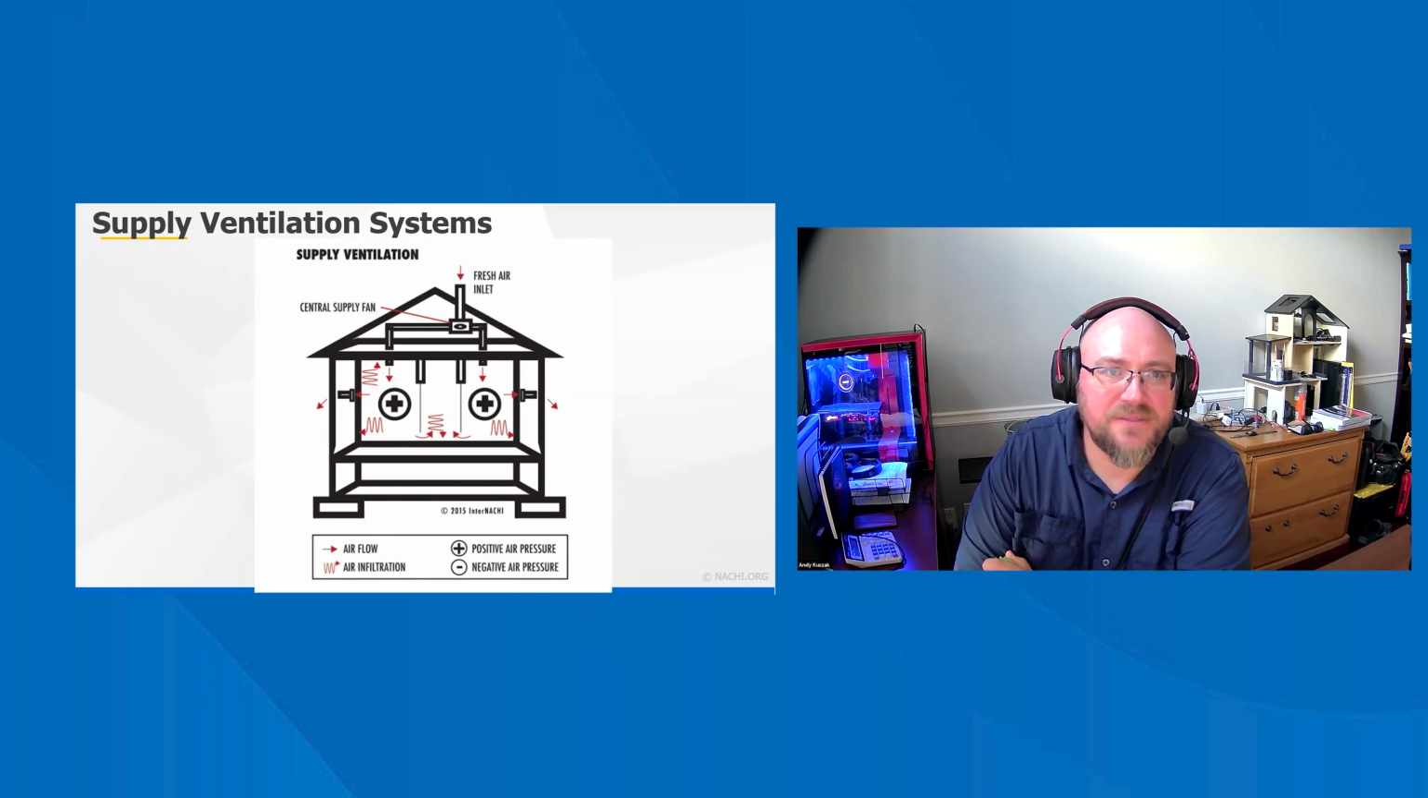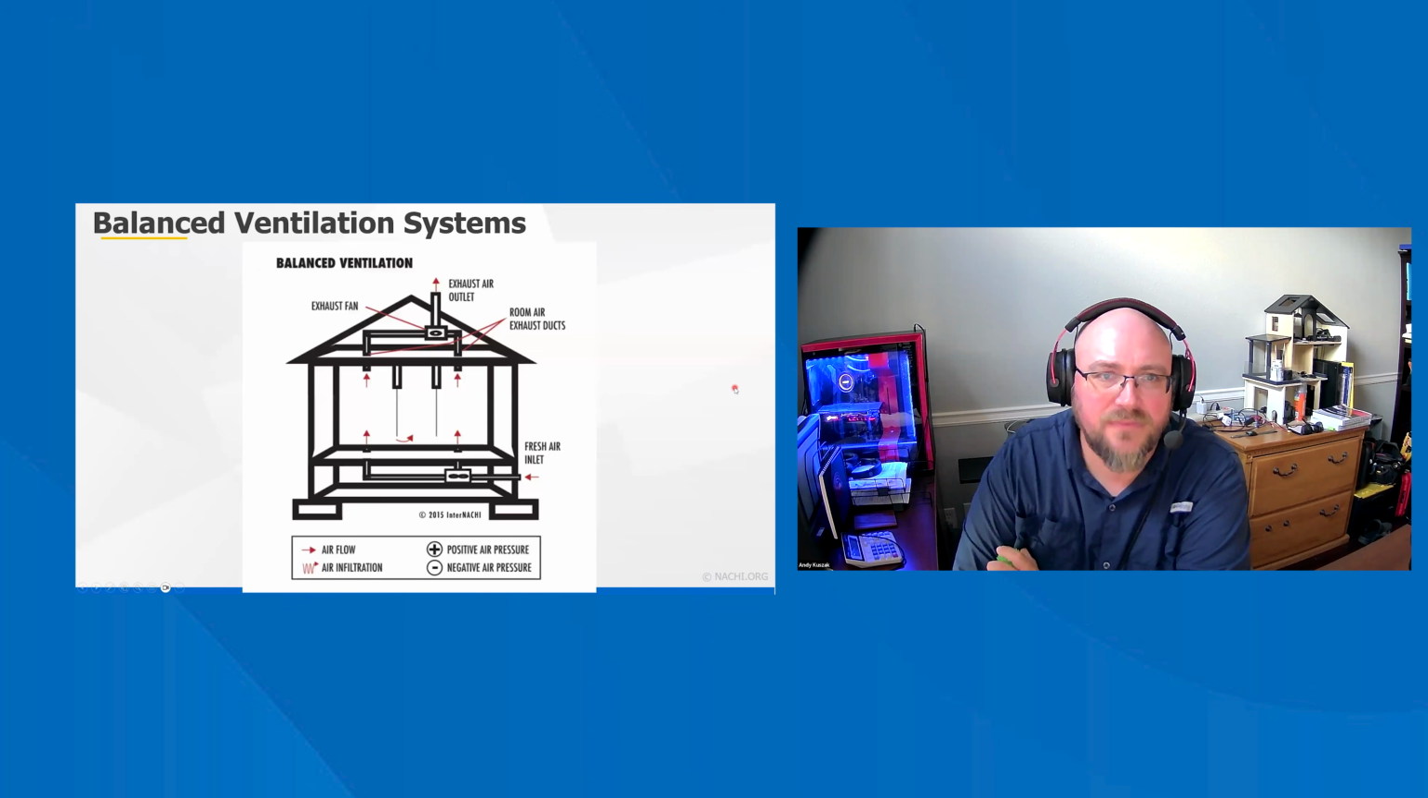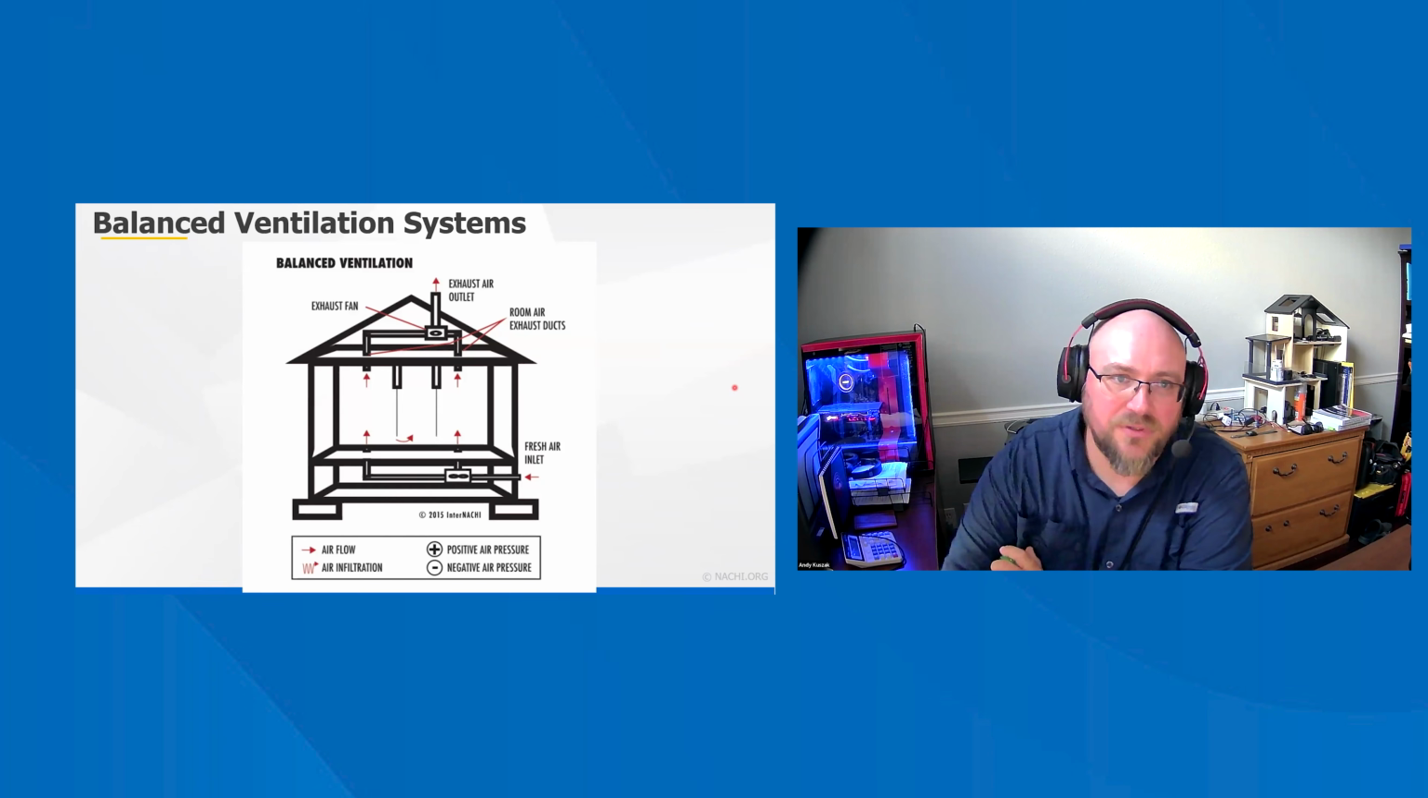Here's a diagram of supply ventilation. So you have supply coming in here, blowing in, and it's basically pressurizing the house and pushing the indoor air out. Here's a balanced system where you have fresh air being blown in and exhaust air being pulled out.